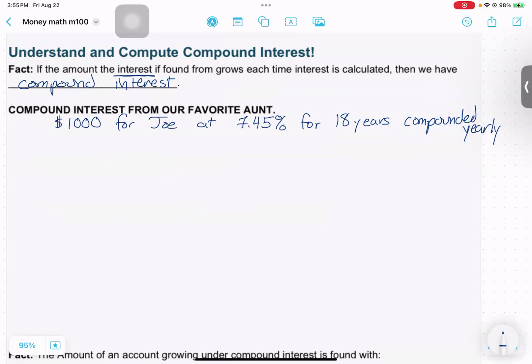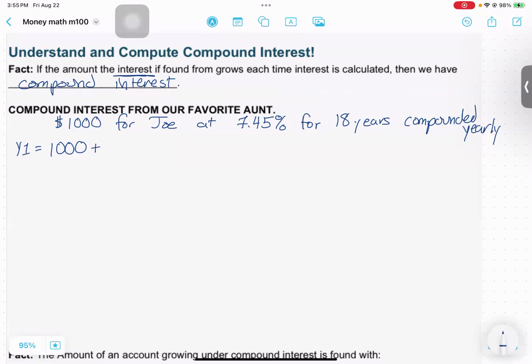18 years, no bank is going to guarantee that. That's such a crazy high rate of growth to guarantee for 18 years, and I'll show you why. Let's take a look. So at year one, Joe will have $1,000 plus the interest.